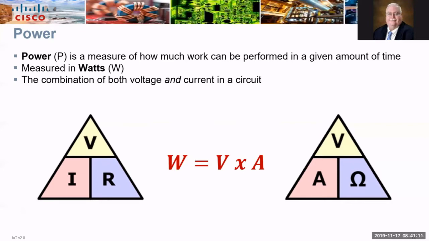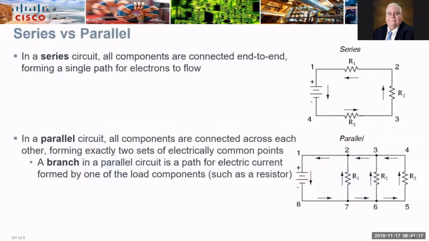Circuits can be series, parallel, or a hybrid of both. Examine the diagrams. In a series circuit, all components are connected to form a single path for electrons to flow. In a parallel circuit, electron flow could have multiple paths. In a hybrid circuit, some components may be shared by several series circuits.